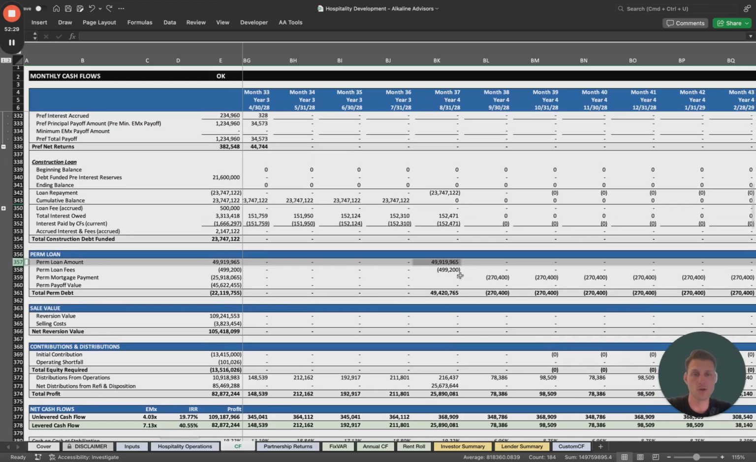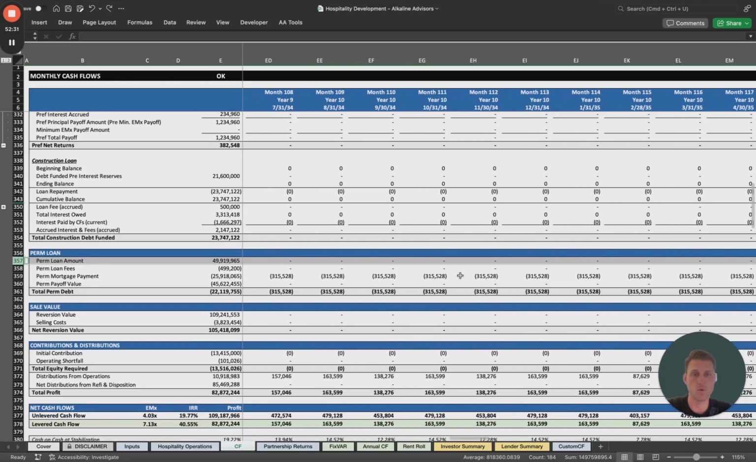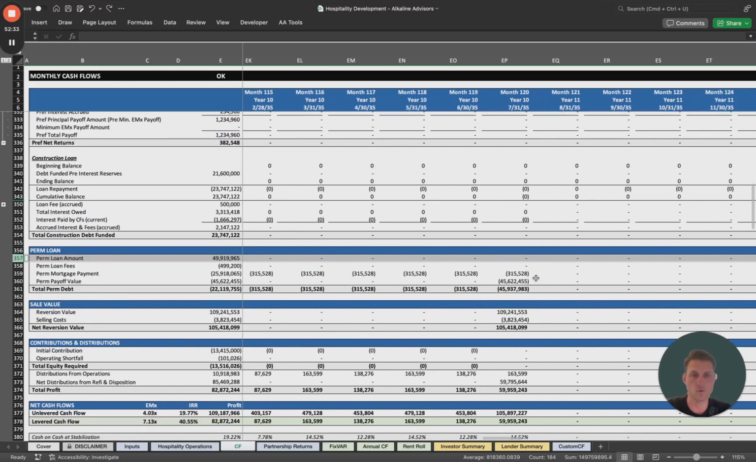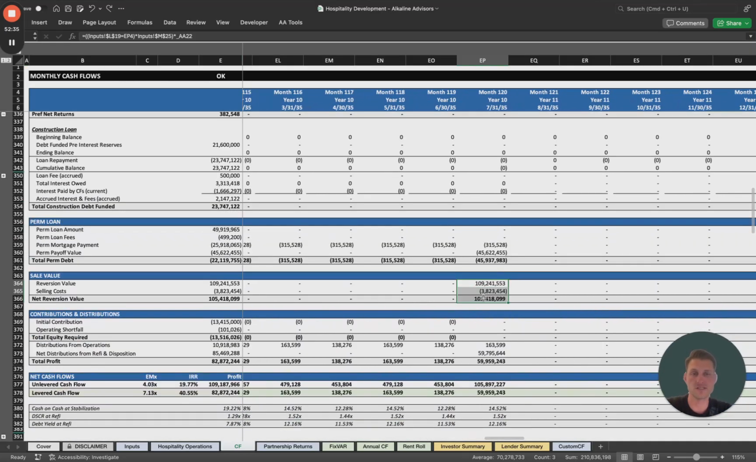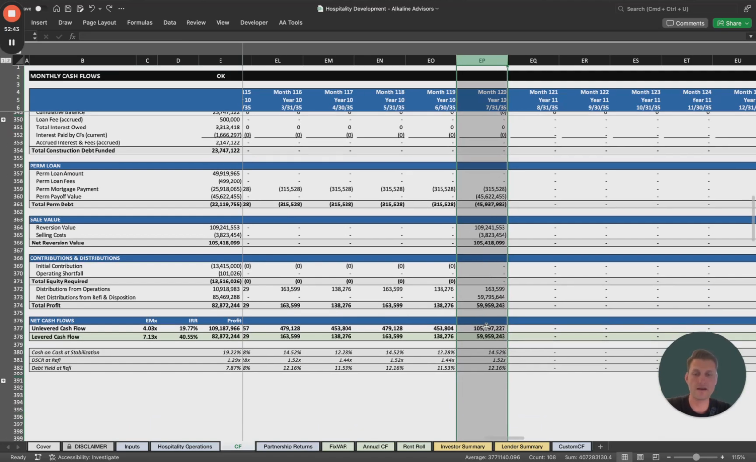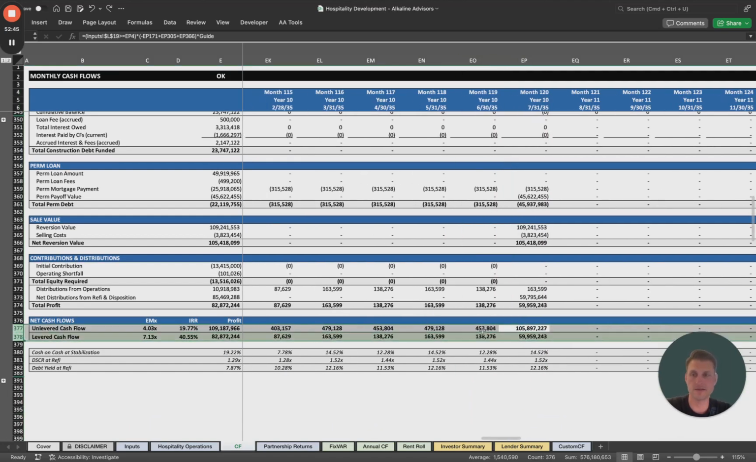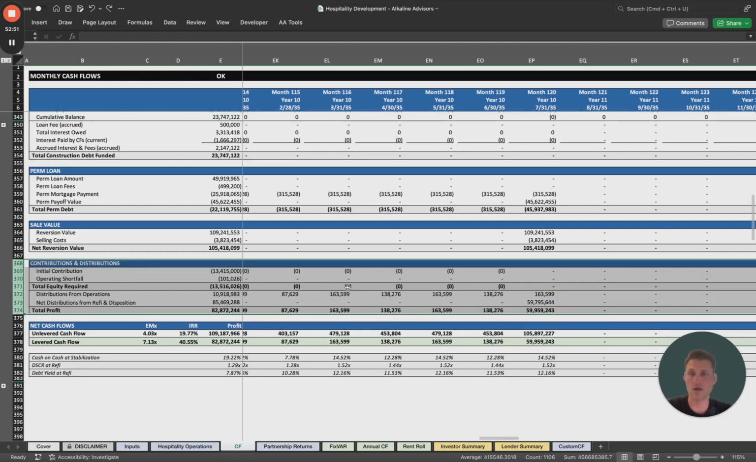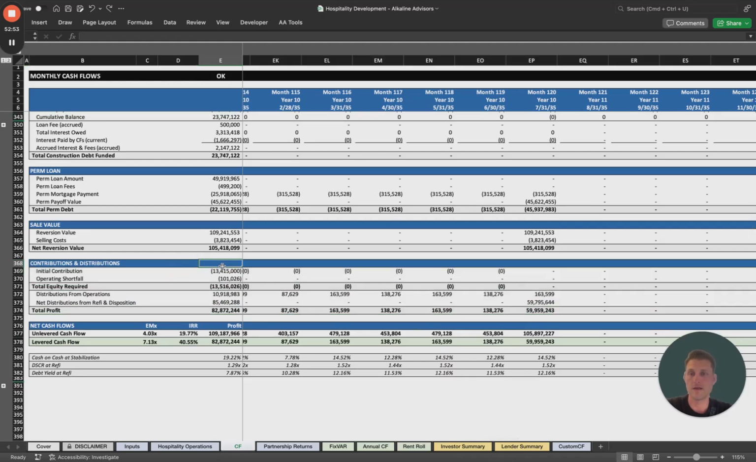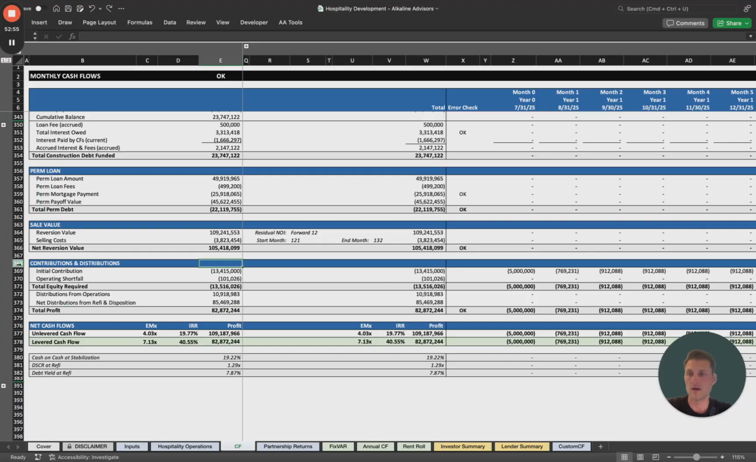So then this perm loan is in place until month 120, because we said we're selling the asset in month 120. And in month 120, we sell the asset, right? Month 120, sell the asset, use the proceeds from sale to pay off the perm loan. And then all of those calculations are picked up in, actually, let's start in contributions and distributions. All those calculations that we've just touched on are picked up in this section.